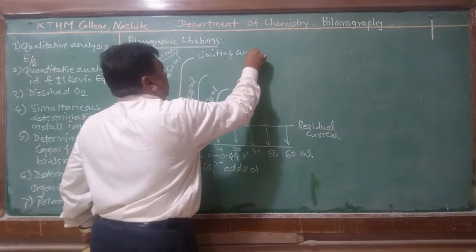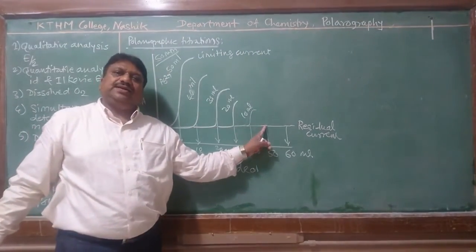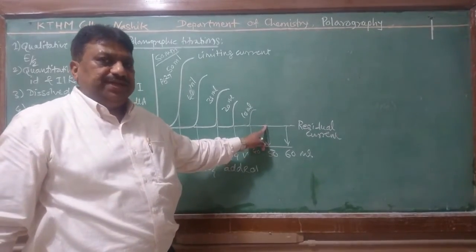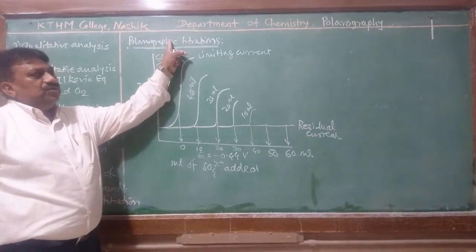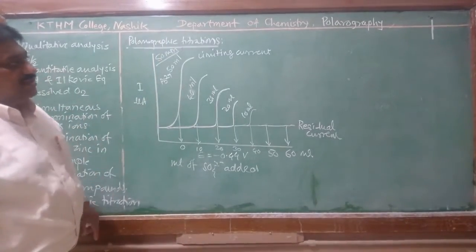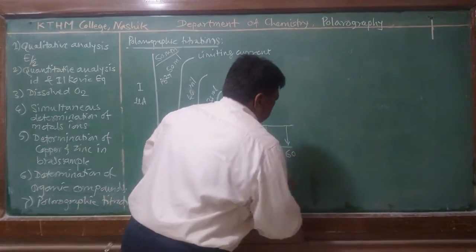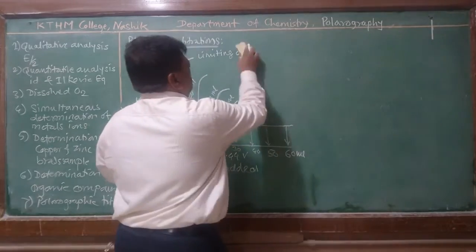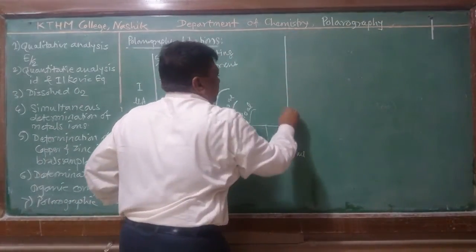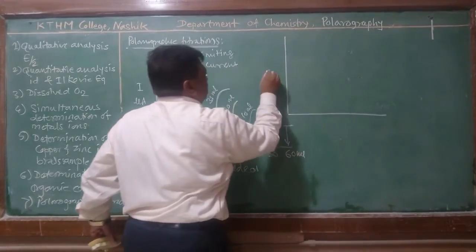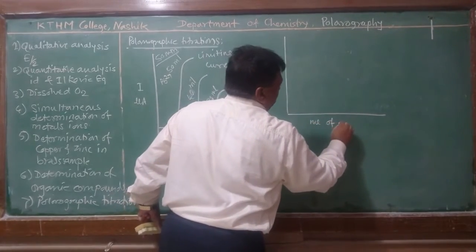Therefore, in polarographic titration, the limiting current reaches the residual current when the titration reaction is completed. Now, this is a polarogram obtained in a polarographic titration. Now, we discuss how this polarogram is useful for obtaining a titration curve.